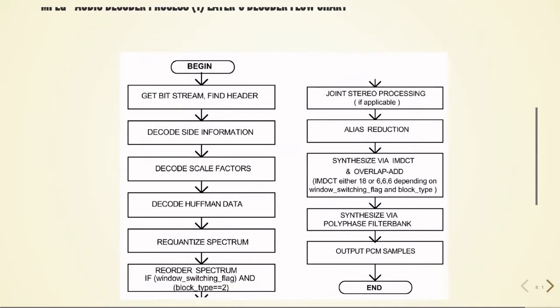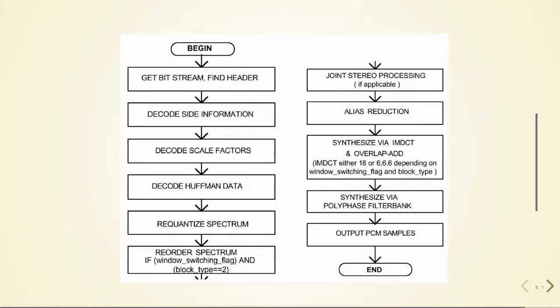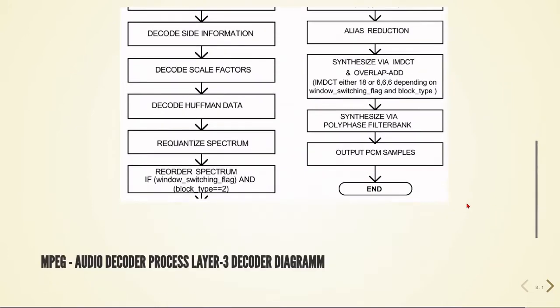Here is the same thing, but as a decoder flowchart, and we see that we get the bit stream, we find the header, we decode side information, we decode scale factors, we decode Huffman data, requantize spectrum, there's a stereo processing, alias reduction, and we synthesize via inverse MDCT, synthesize via an inverse polyphase or a polyphase filter bank, and then we have the output, the PCM samples at the output.